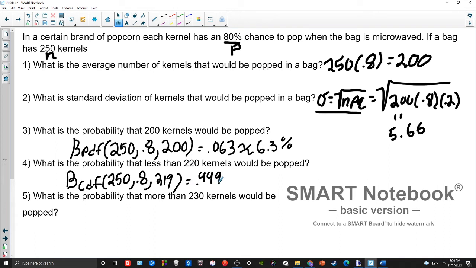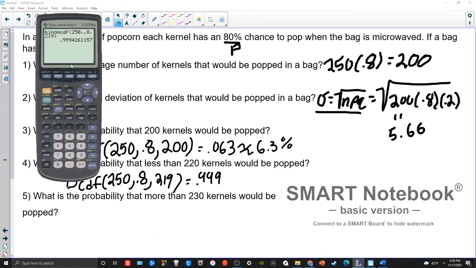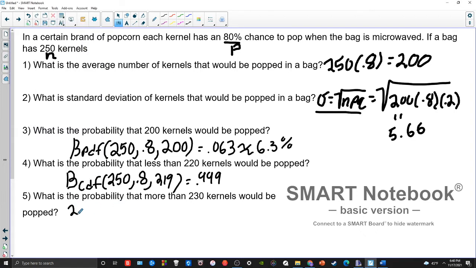So that it's a high probability, but it's not unreasonably high, okay? Because again, it makes logical sense in this case. Now, the "more than" one, the one that everybody hates, right? What's the probability that more than 230 kernels will be popped? So I have 230 here. I want more than 230. So what's the first number more than 230? Well, it's 231. So I want 231 and up.